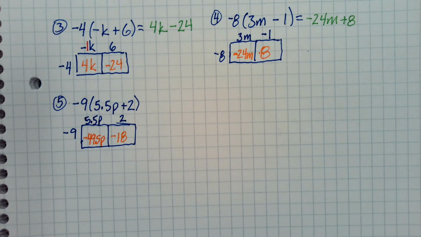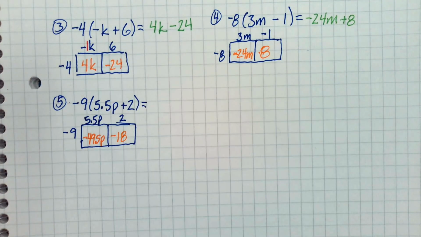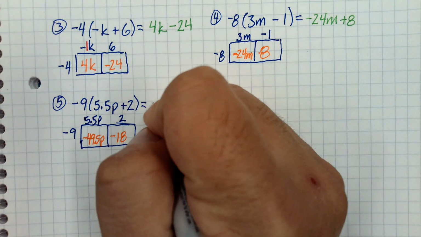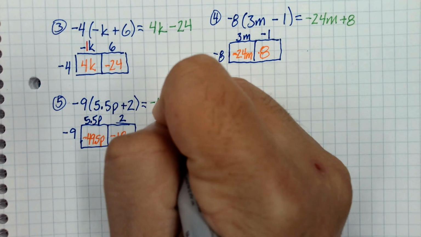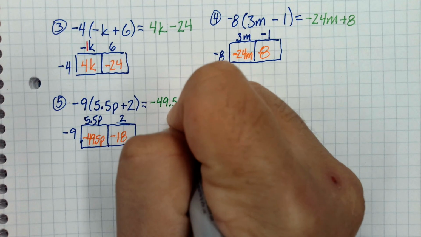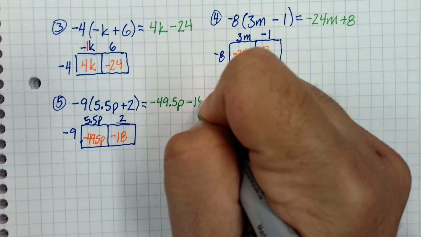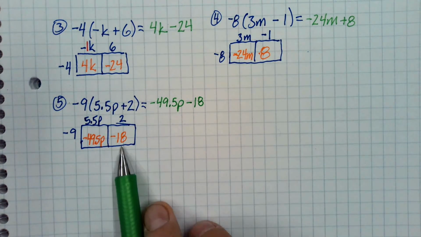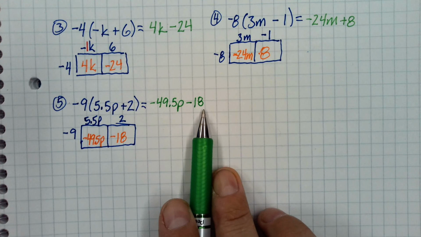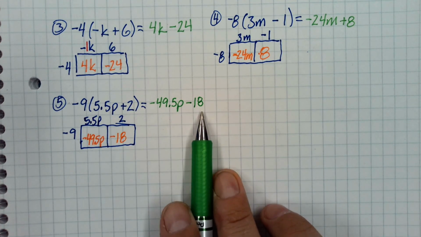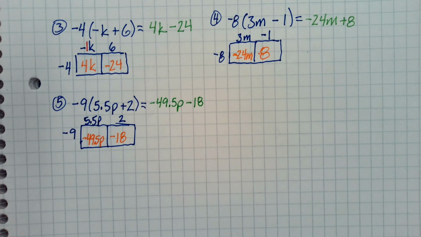Okay. So in the end, we get two terms. That's the part that gets a little tricky. We get two separate terms that are either adding or subtracting. We've got negative 49.5p and then minus 18. You have to be comfortable with the fact that a negative here is a minus over there, and vice versa. A positive here is a plus over here. If you're good with that, that's about the trickiest part.